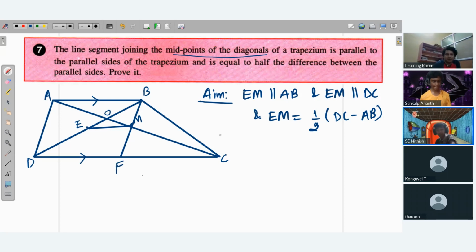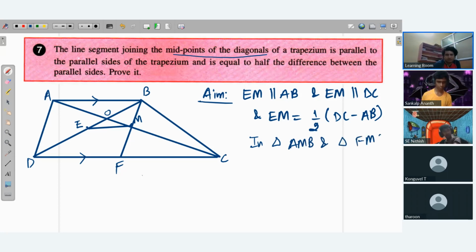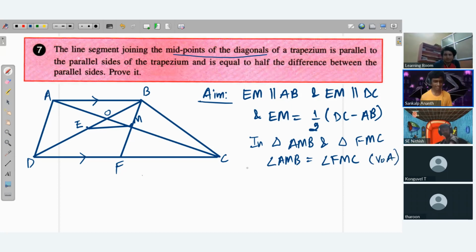See, in triangle AMB and triangle FMC, can I say that they're congruent? Angle AMB is equal to angle FMC, because they are vertically opposite angles. Those two triangles are congruent. Angles AMB and FMC are the same because they are vertically opposite angles.